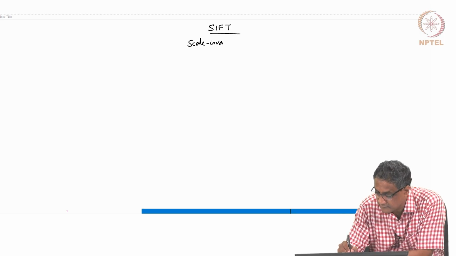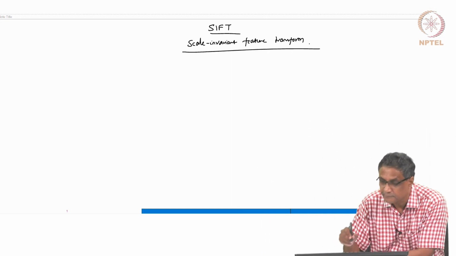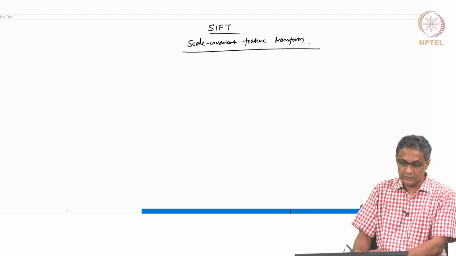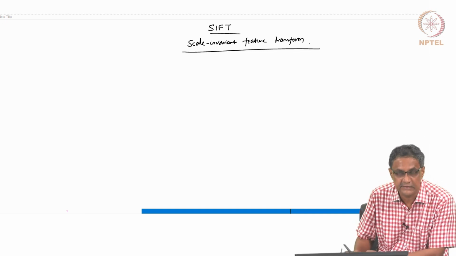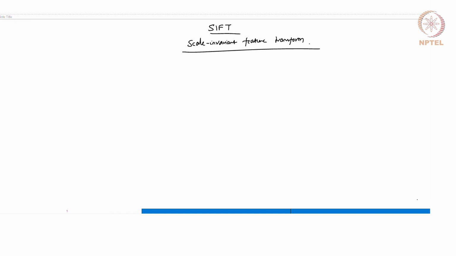Scale invariant. As you can see, there are a bunch of them. We saw the Hough transform, then blob detection, then corner detection, then edge detection. Now we are looking at something like the scale invariant feature transform. Again, the goal is the same.